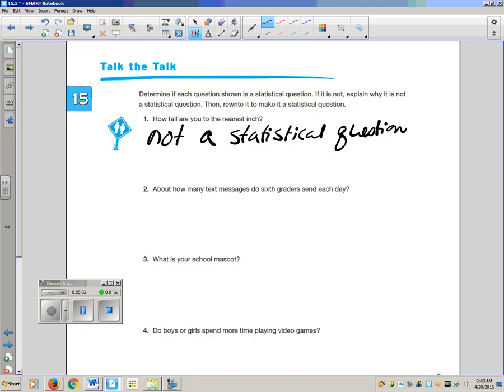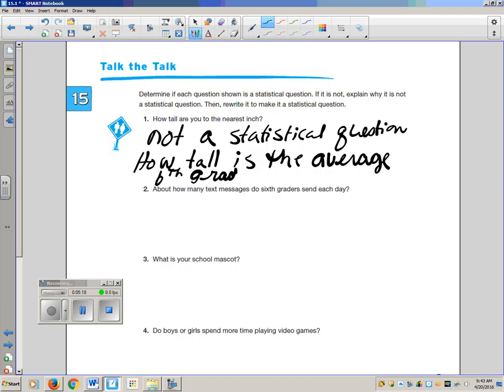To change that up, you could write, how tall is the average sixth grader in our school? Google doesn't know that answer. You could compare the results to a national norm.